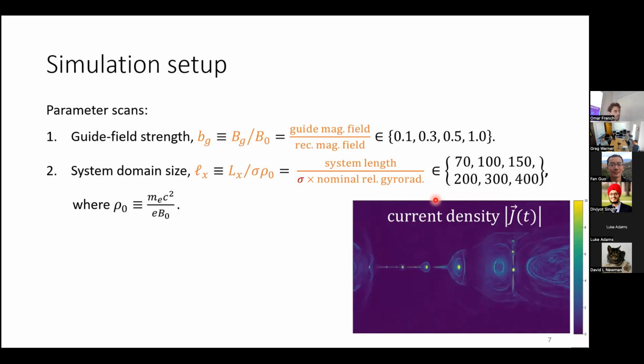Those were fixed parameters in our simulation. We have two scans. One is over guide field strength, which is the ratio of the guide magnetic field to the reconnecting magnetic field. The other is system domain size, which is the ratio of the system length over the magnetization times the nominal relativistic gyro radius. The reason for normalizing by this factor is that it allows us to contextualize our domain size in terms of the upstream magnetization, which can be useful for systems in which the scaling depends on the upstream magnetization. So it's a contextualizing normalization factor.